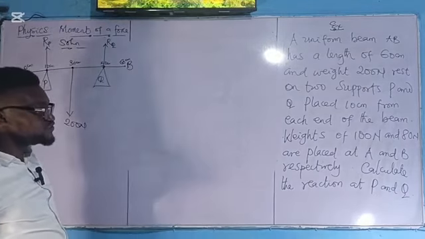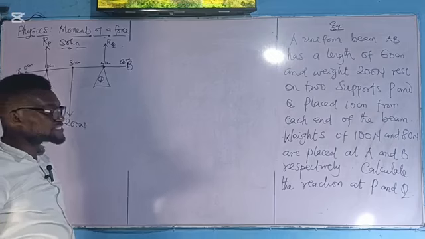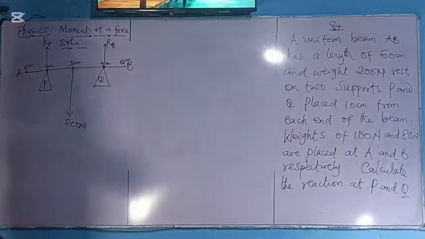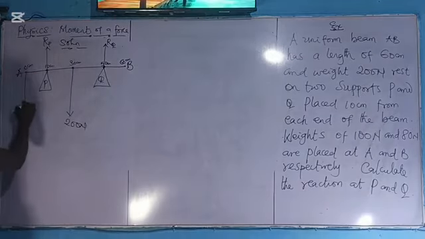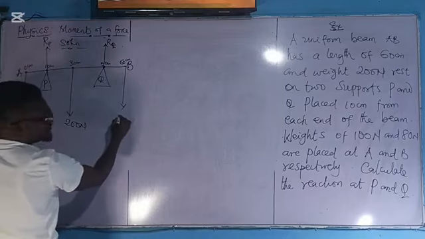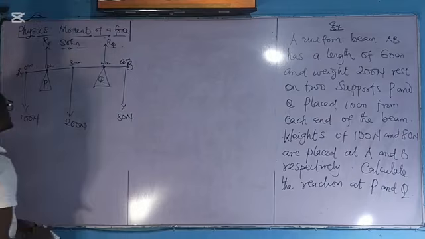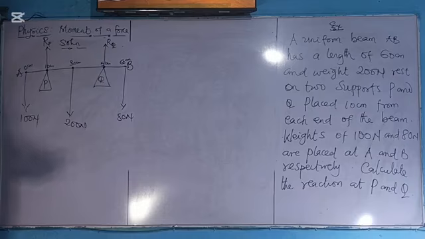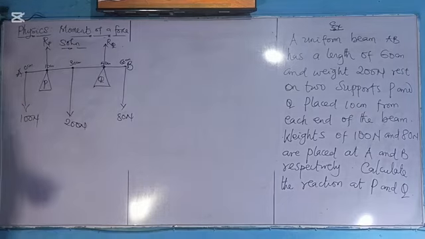Weights of 100 Newton and 80 Newton are placed at A and B respectively. Now at A, we have a weight of 100 Newton. Then at B, we have a weight of 80 Newton. Okay? Now calculate the reaction at P and Q. Now we are asked to find the reaction at P and Q.